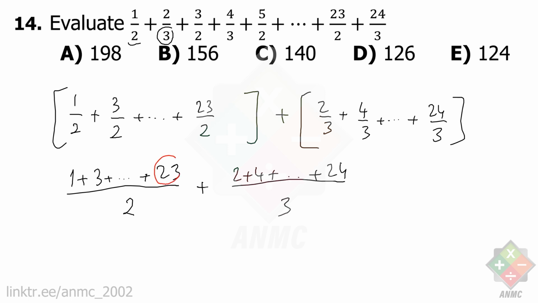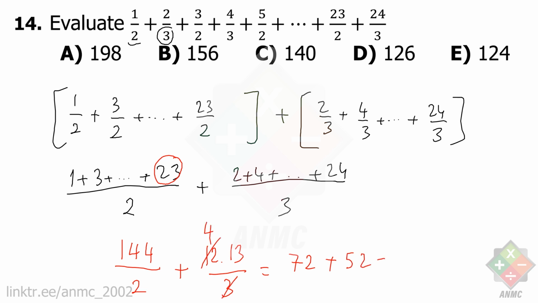Let's remember Gauss formulas. How many terms are there? There are 12. So it is 12 squared, 144 over 2, plus, how many terms are there? 12. This is 12 times 13 over 3. And it's equal to 72 plus, let's do simplification, 52, is equal to 124. Remember the Gauss formula, it is E.